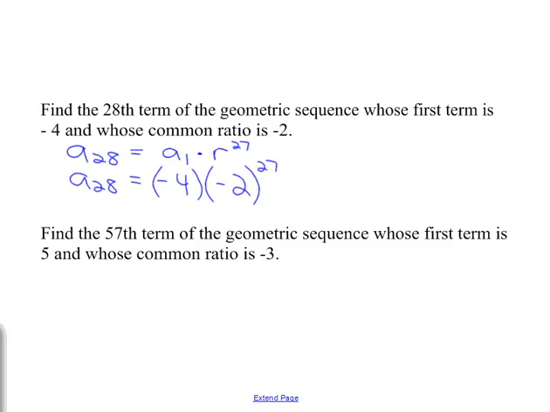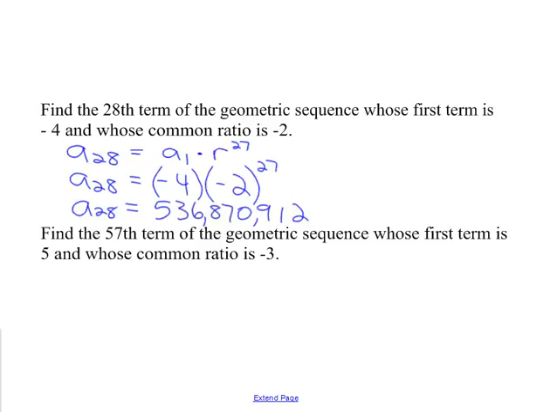Plugging this into your calculator, you can see that the 28th term of the sequence comes out to be the following: 536,870,912.